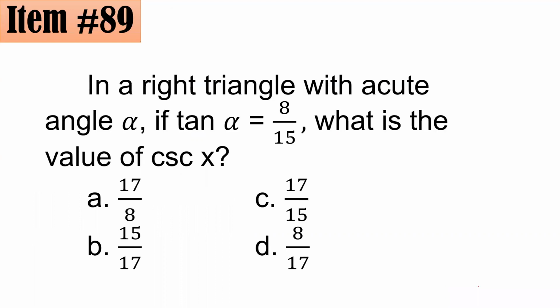89. In a right triangle with acute angle alpha, if tangent alpha equals 8/15, what is the value of cosecant alpha? Cosecant alpha pala to. Sorry. Letter A daw. Tingnan po natin.